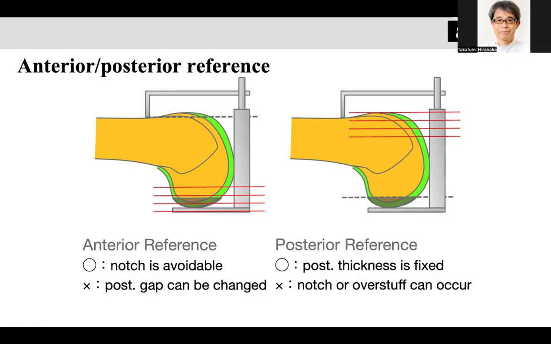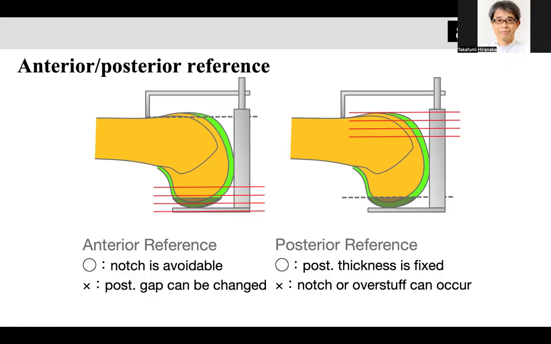On the other hand, with posterior reference, the posterior cut thickness is always the same. So in all cases, we can cut the posterior condyle at the same thickness as the component. That's very beneficial for the kinematic alignment concept, because kinematic alignment basically cuts the bone at the same thickness as the component. Okay? So you should recognize the difference.